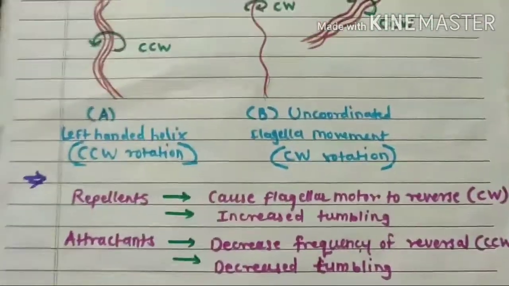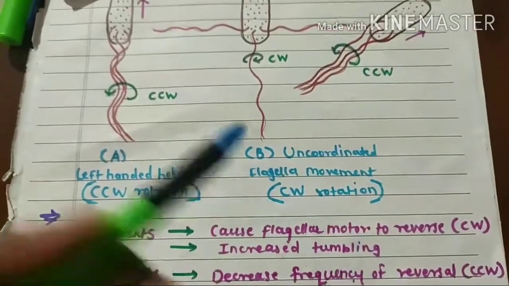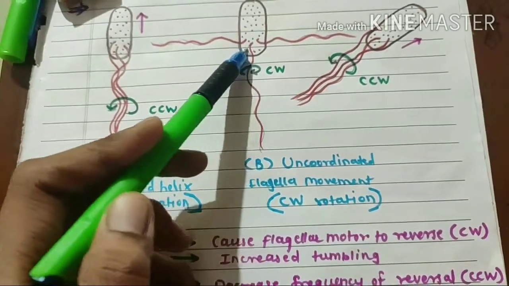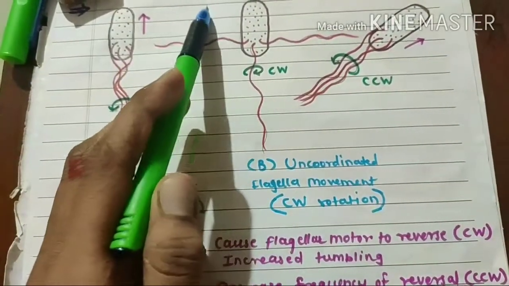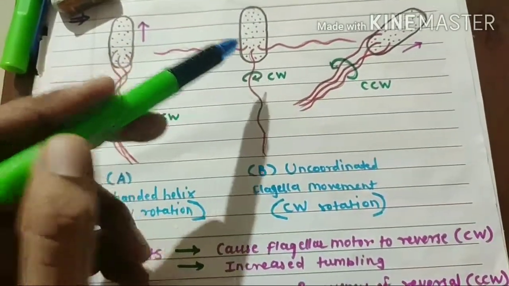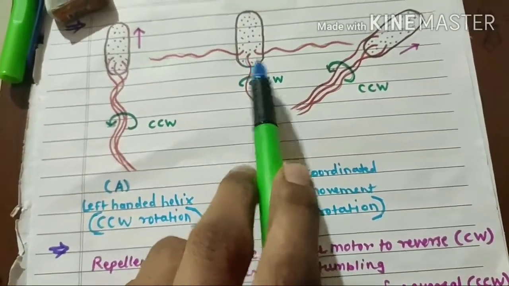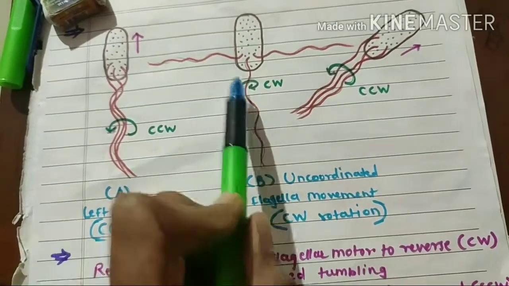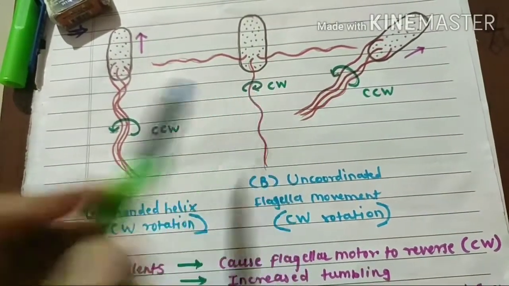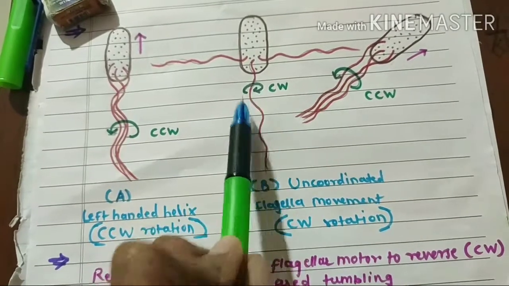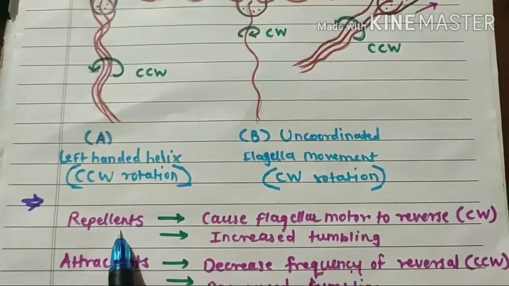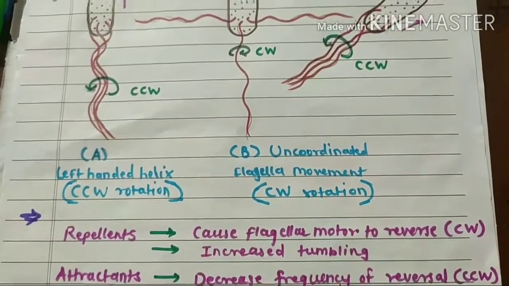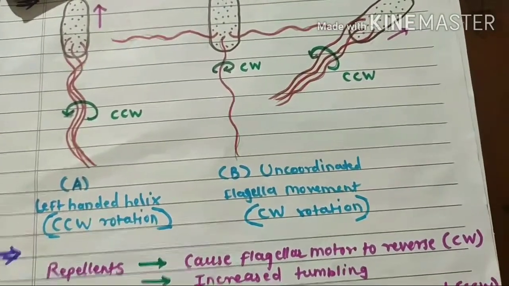So repellents cause the flagellar motor to reverse. This flagella rotates because of the flagellar motor which is in the cell membrane. So when there is a repellent in the media, it gives the signal to the cell, and the motor which is rotating in a counterclockwise manner, which is the default rotation, changes and now rotates in a clockwise manner because of the repellents. Okay, so there will be increased tumbling.